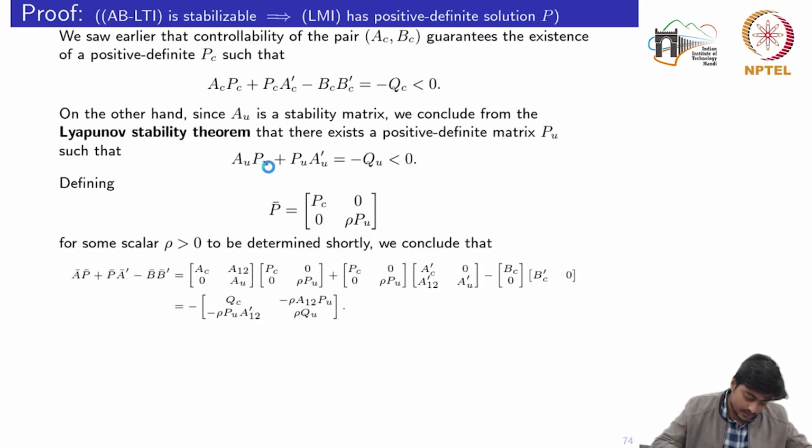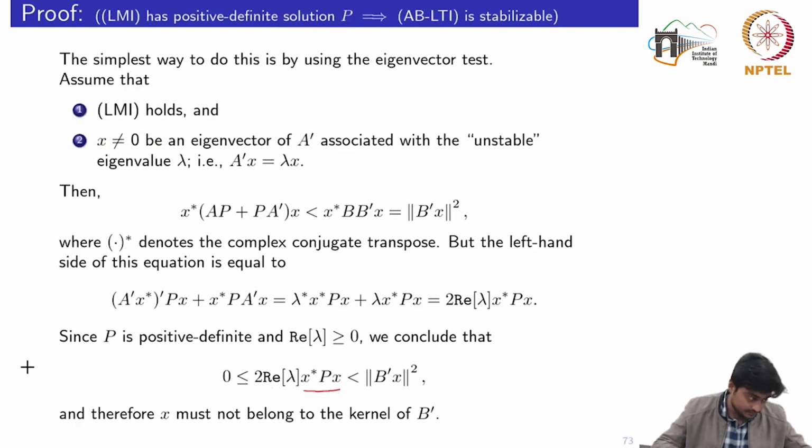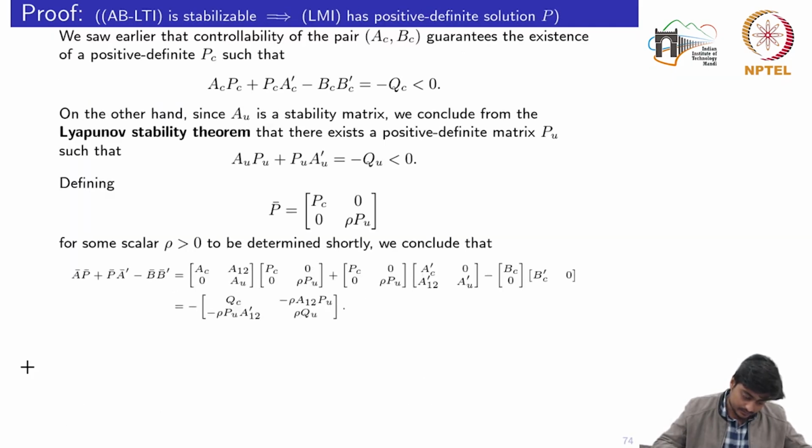Okay, so now we define another matrix P bar, which is given by the elements PC and rho PU on the diagonal and 0 on the off diagonal, where rho is some positive scalar parameter. So let's see this part for the complete equation, which is in the result. We need to show that this LMI has a positive definite solution P.